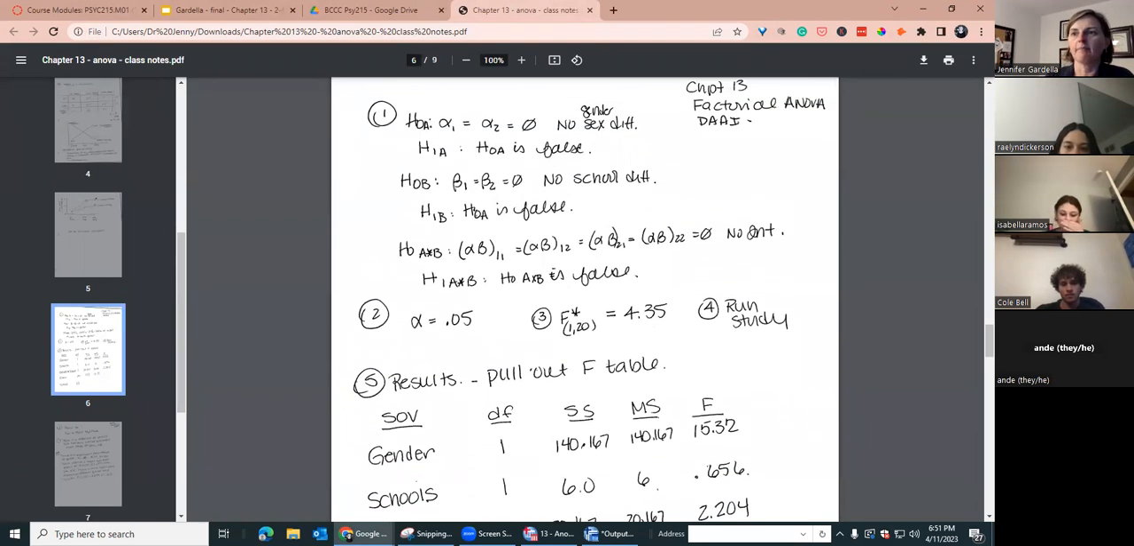So let's take one step back first before we move forward. So for this example, I have written out, this is chapter 13, factorial ANOVA, the DAAI example. So when you're losing your mind later, you print out everything that I've left you and you'll see, oh, this is the DAAI scores. We have two factors, two effects, and an interaction. These will match up to what we just learned in lecture.